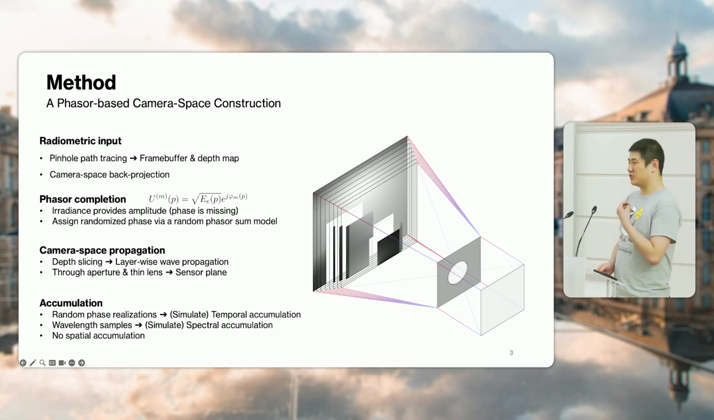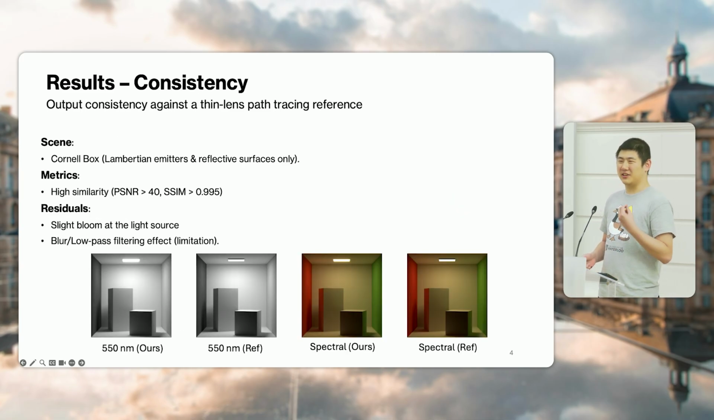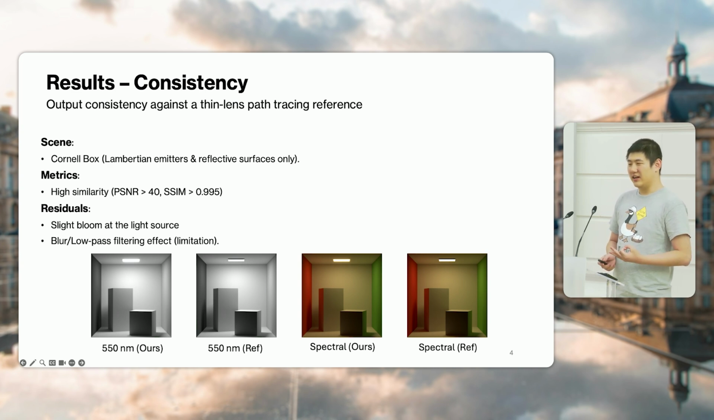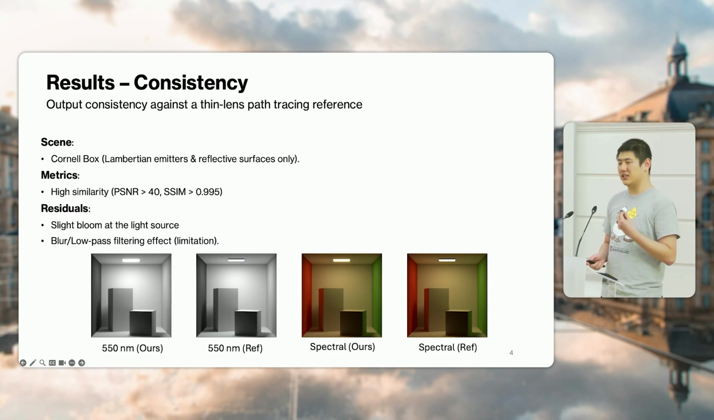Given this construction, the first question we want to ask is, does the accumulated result still match the radiometric path tracing reference? And the answer is yes. Let's start with a very simple example, for example, the Cornell box. It's a good example because it only contains Lambertian emission and Lambertian reflection. As we can see here, visually speaking, they look very similar. And the quantitative result also supports that, but they are not pixel-wise identical.